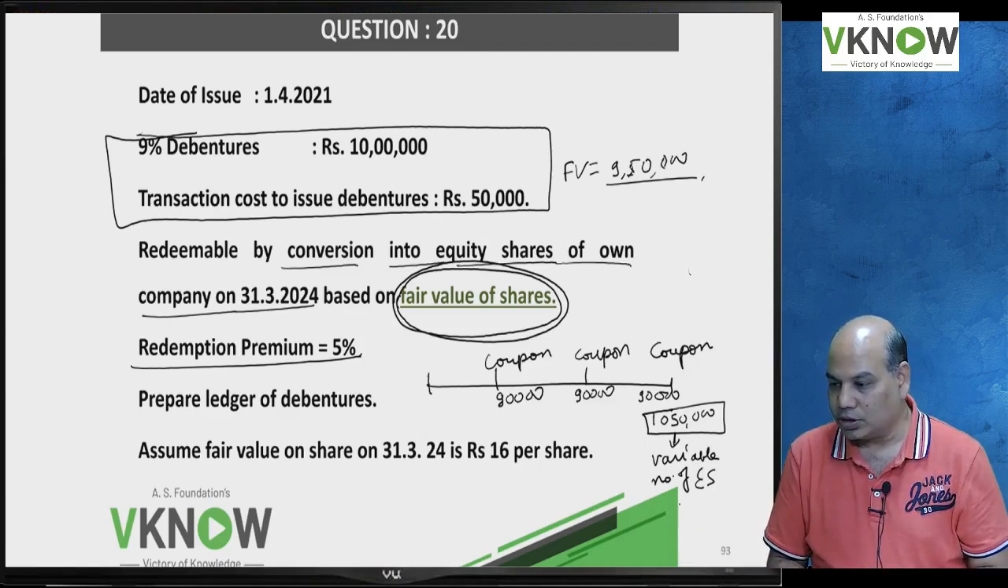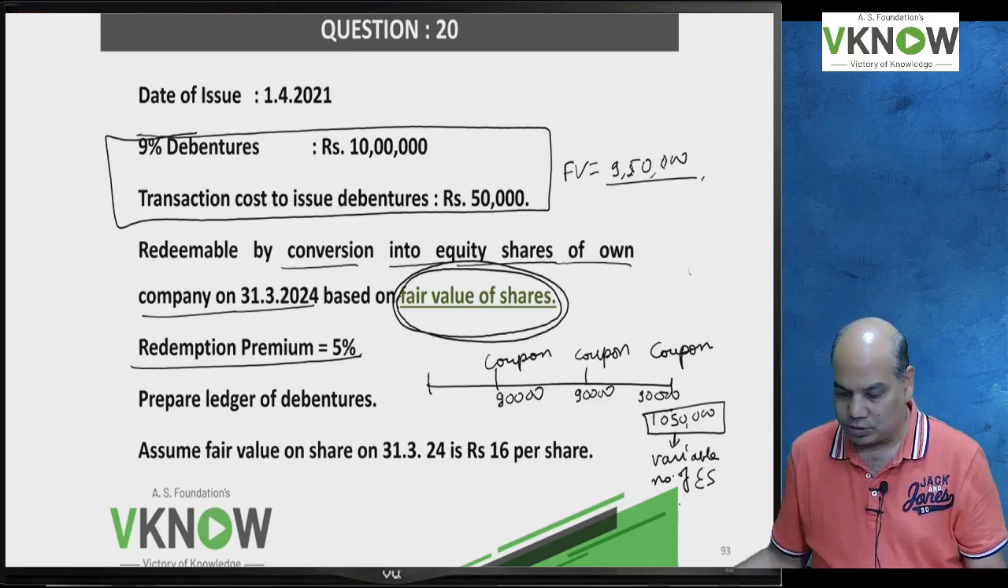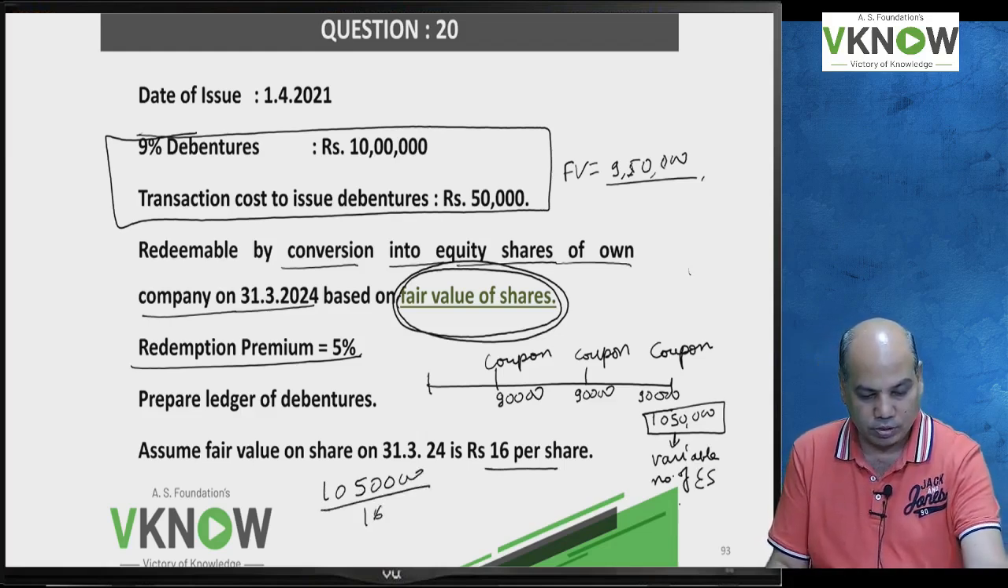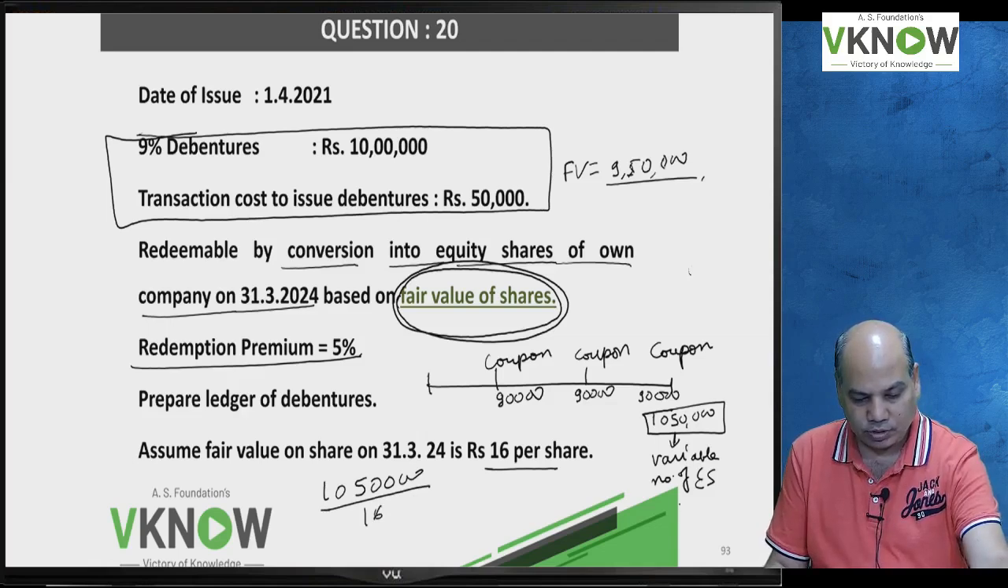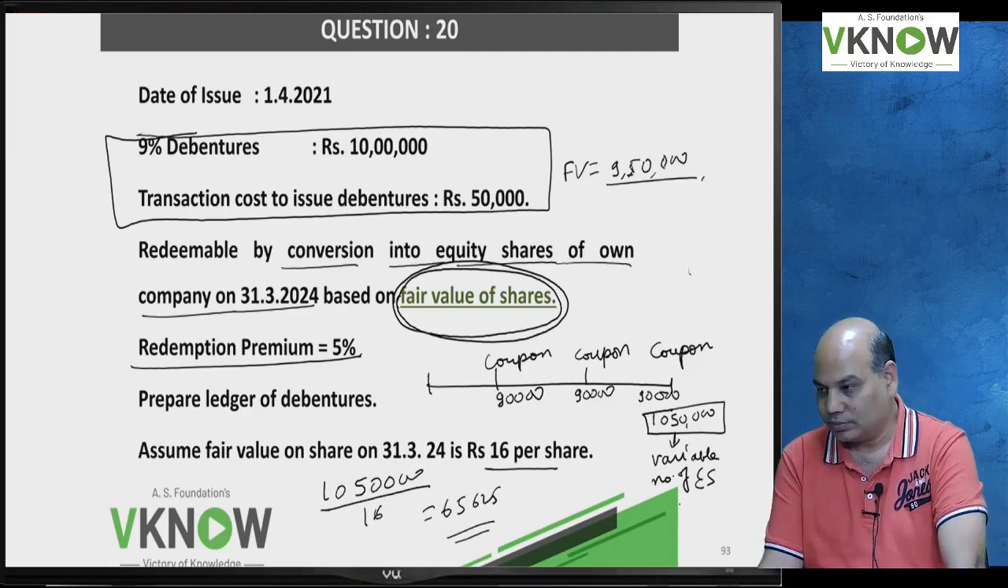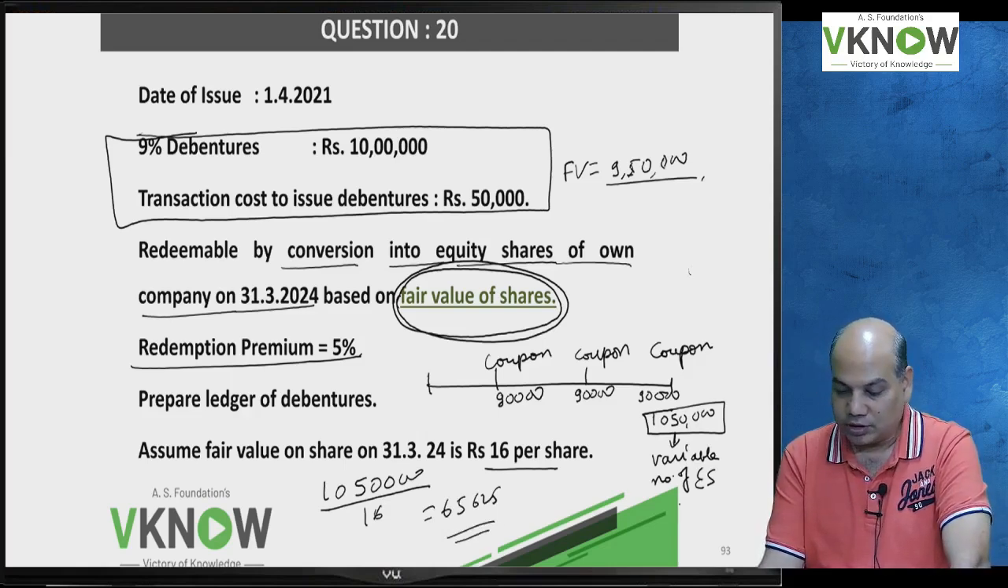Assume the fair value on 31st March 2024 is 16 rupees per share, but this time the number of shares to be issued will be 10,50,000 divided by 16. How much is that? 65,625. Okay. So in this question there is one important thing which is missing. What is missing? IRR is missing.